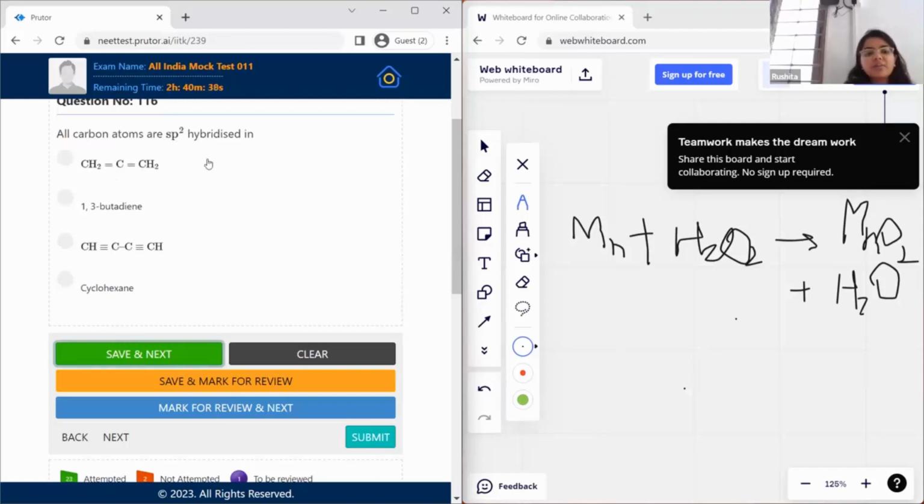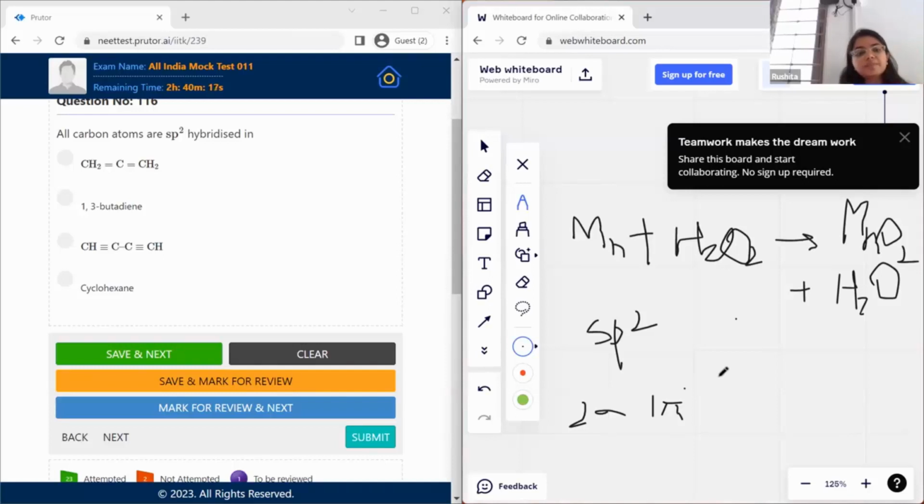Okay, all carbon atoms that are sp2 hybridized. sp2 is a state in which there are 2 sigma and 1 pi bond. sp3 means all sigma bonds. sp means 2 pi and 1 sigma. So if you count here, are all the atoms in sp2 or not? Here this carbon has 1 pi in it, so this is sp2, but this carbon has 2 pi's in it. So it is in the sp state. So this option is eliminated.